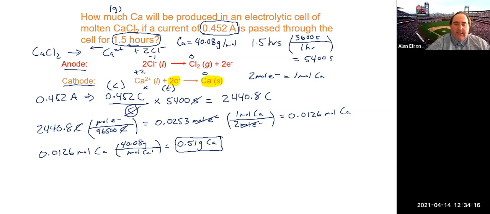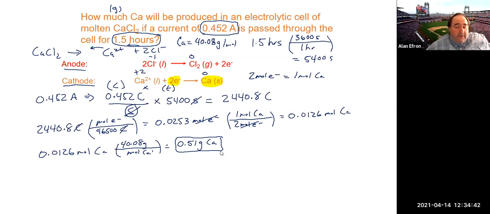Any questions on that calculation? So what this means is if we ran the cell at 0.452 amps for 1.5 hours, we should get out basically 0.51 grams of molten calcium coming out of that electrolysis cell. Any questions on any of that part there?